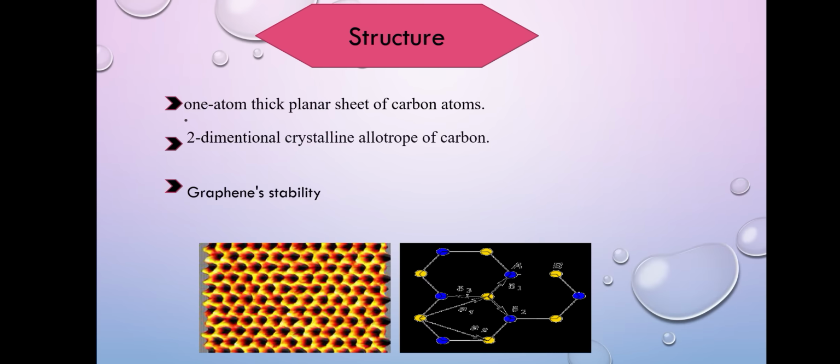Let's move toward the structure of graphene. One atom thickness planar sheet of graphene, sheet of carbon atoms, two-dimensional crystalline allotrope of carbon, graphene's stability. You can see on my screen here is a sheet of graphene.